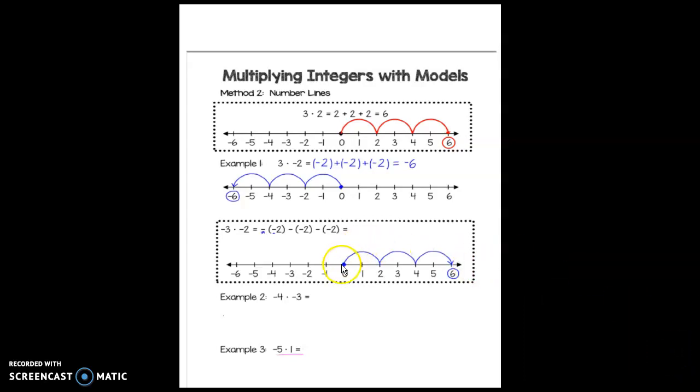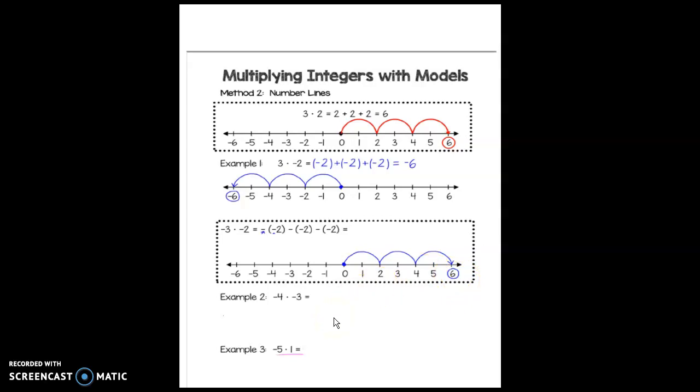So with that being said, we're going to show from 0 that we've jumped to the right every 2. Again, remember that means the opposite of 3 groups of negative 2, which is 3 groups of positive 2. So in this case, our answer is positive 6.